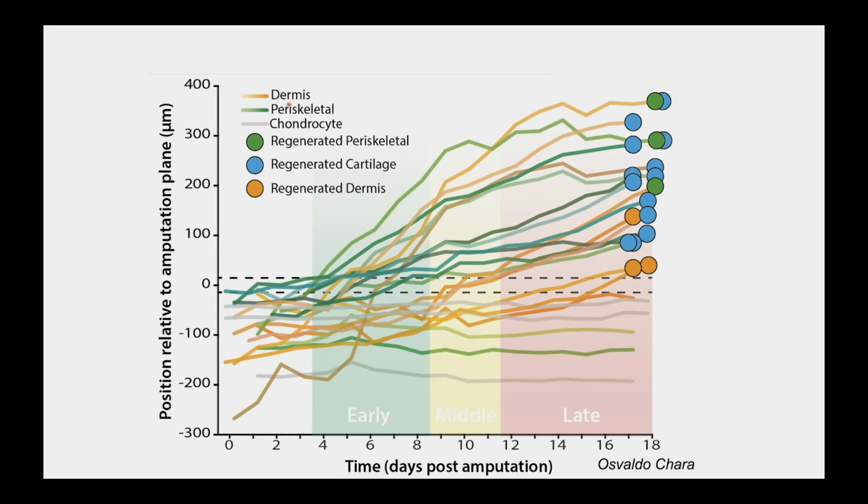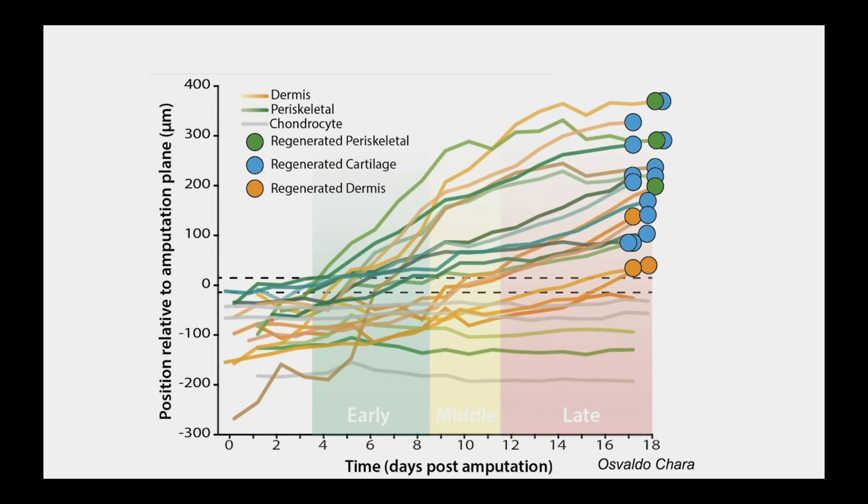You can see that a dermal cell here, marked in orange, did a very similar thing. It migrated across the amputation plane very early, went to the tip of the regenerate, and its daughters formed periskeleton and cartilage. Interestingly, when dermal cells cross the amputation plane later, they could form cartilage along the side of the cartilage, but then you start to see that their descendants also form the dermal cells.